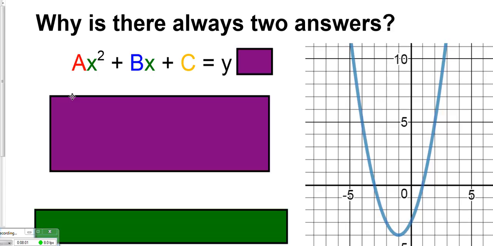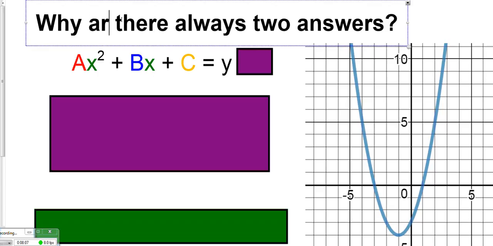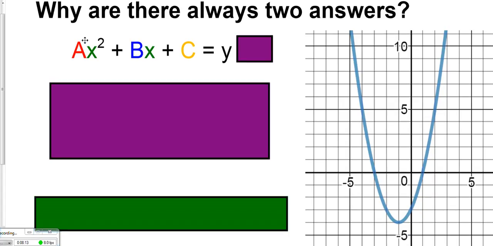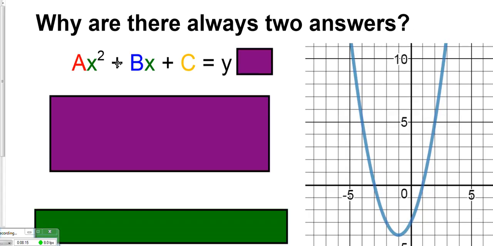So, why are there always 2 answers? I think this should technically be an R. Good thing I'm not an English teacher. Why are there always 2 answers? Yes, that sounds better, I think. If we have this form, ax squared plus bx plus c equals y. Remember, this is a standard form of our quadratic equation. It would graph a parabola, something like this.